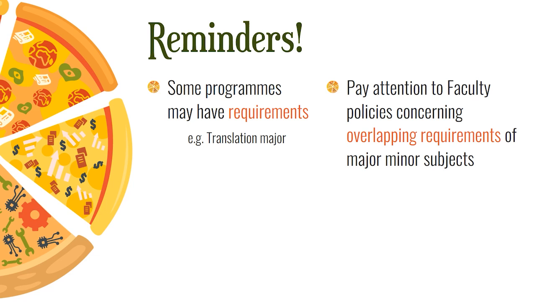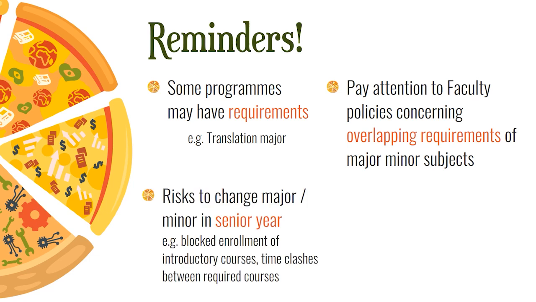And for some of the cases, you will also be required to use professional elective to replace the overlapping core course for major as well. So pay attention to the faculty policies. And it is risky to change major or minor in senior year, as I have shown you with the what if function. If you plan to make changes at a later stage, then you might not have enough time to chase the progress or the course requirement. And also, you may be blocked from enrollment for the intro course as a senior year student, and you will be facing a lot of clashes in timetable.